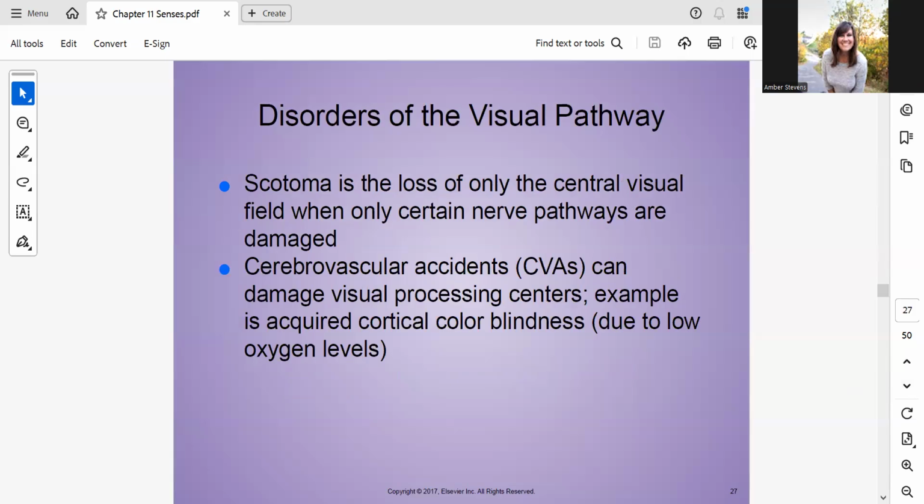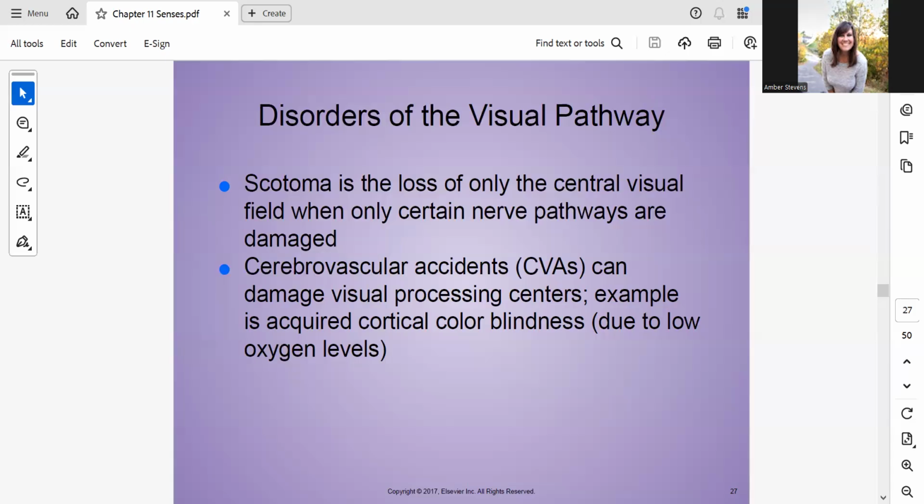All right, so now we're going to talk about two conditions that highlight the complexity of our visual system. So the scotoma and visual impairments caused by CVAs or strokes. So scotoma refers to the loss of vision in a specific area of the visual field. So certain nerve pathways are damaged. The result can be loss of only like the central visual field, leaving the surrounding areas unaffected. This can be challenging because we rely on our central vision for detailed tasks like reading and writing and faces. It usually arises from conditions like optic nerve damage, retinal disorders, or even brain injuries.